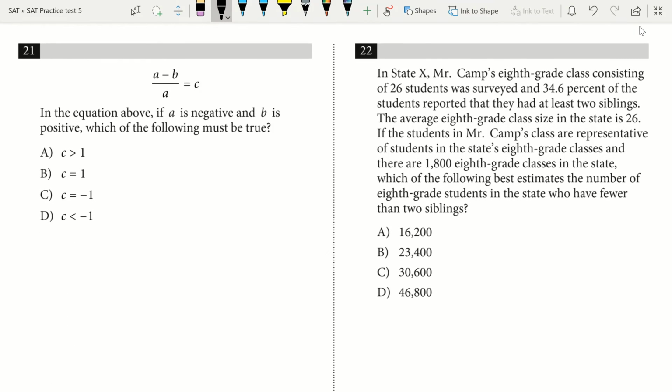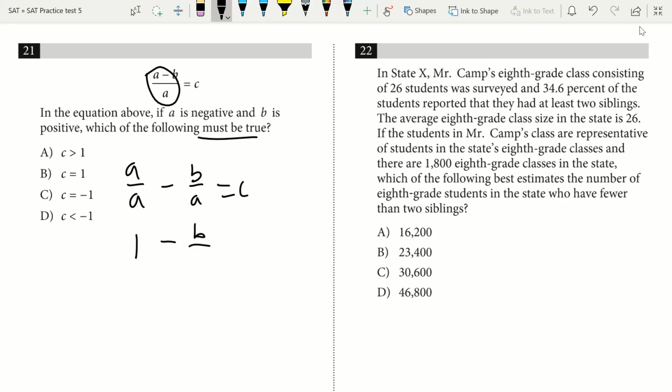In the equation above, if a is negative and b is positive, which of the following must be true? All right, well, I see that this equation here could be rewritten as a over a minus b over a equals c. a over a gives me 1. Then I have minus b over a. We know b is positive, so we're just going to leave that there. And we know a is negative.